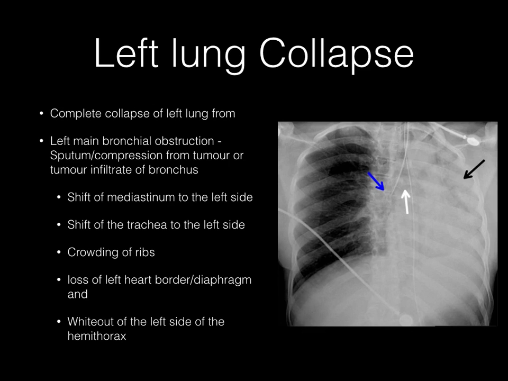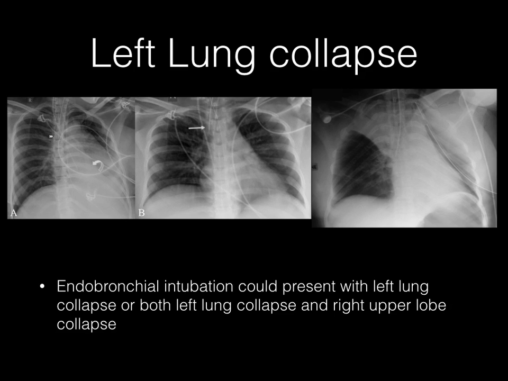Let's have a look at this particular X-ray. On occasions, as we discussed earlier, a complete left lung collapse may also be seen because of an endobronchial intubation, like in this case where the endotracheal tube appears to be in the right main bronchus, and there is a complete opacification of the left lung, indicating a complete left lung collapse. Endobronchial intubation could present with left lung collapse.